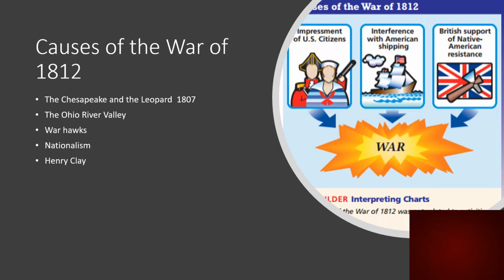So today we start talking about the War of 1812, and we have to talk about the causes. Some of the causes of the war were the Chesapeake and Leopard affair in 1807, the conflict in the Ohio River Valley, the war hawks in Congress, nationalism in the country, and of course, Henry Clay.